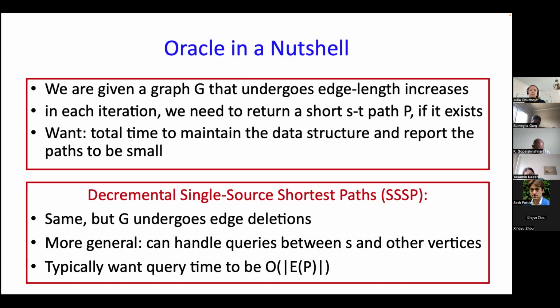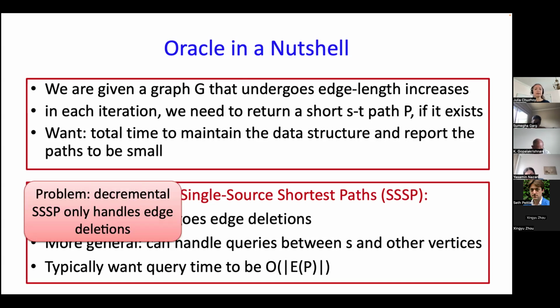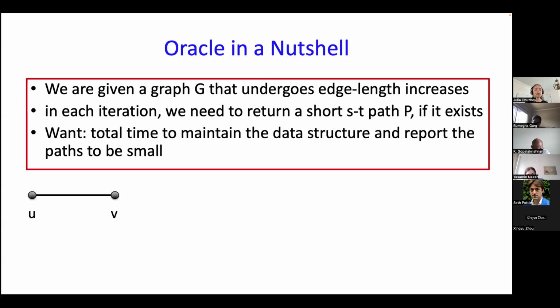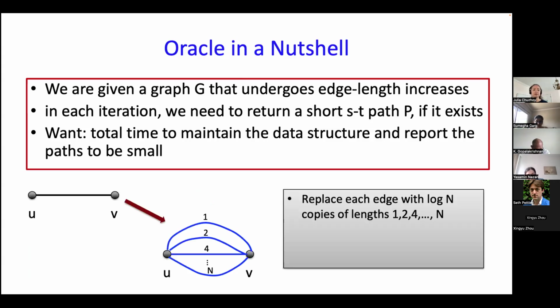So this is very similar to what we need to solve, but not quite, because our graph undergoes edge length increases. Here, the graph only undergoes edge deletions. But it turns out it's not a problem at all. It's easy to implement edge length increases as edge deletions by a very simple trick, and this is also well known. Let me show you how. For every edge in my original graph, I'm going to replace it with log n parallel edges whose lengths are 1, 2, 4, and so on, all the way to capital N, all of them powers of 2. And now whenever the length of this edge doubles, I'm simply going to delete its shortest copy. This is how I'm going to implement edge length increases by edge deletions.